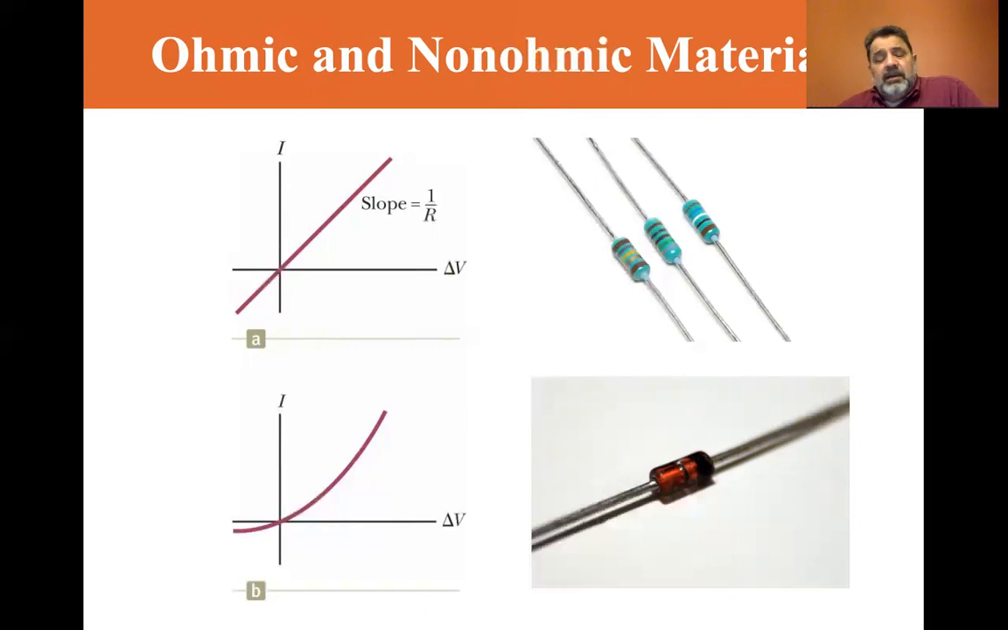Semiconductors, like a diode, are non-ohmic. So the resistor is ohmic. The diode is non-ohmic. It will allow current to flow in one direction, but resist flow in the opposite direction. That's the purpose of a diode. It's kind of a protector for circuits. We also use it for rectifier circuits. We'll learn about that later. I think we will.